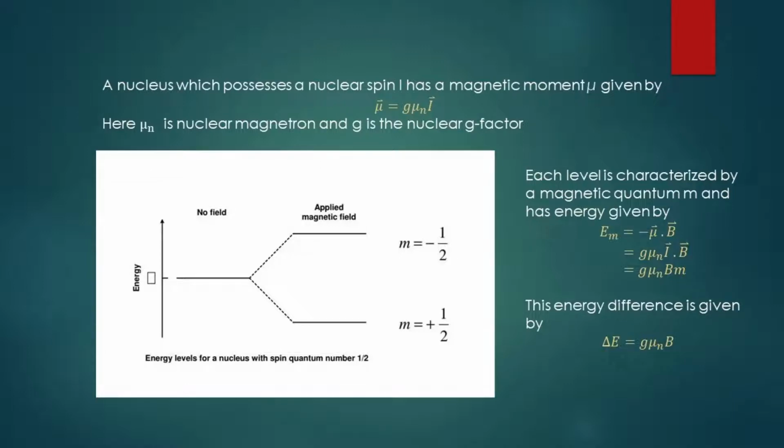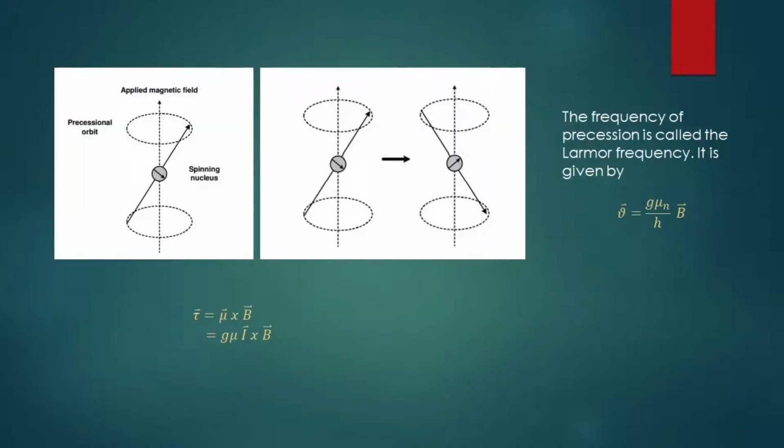For M equal to plus half, the magnetic moment is basically aligned with the field, and M equal to minus half is opposing the field. Now, as we have already learned, the nucleus has a spin angular momentum I, and there would be a torque tau. So tau is equal to mu cross B, so tau would be g mu n I cross B. So tau would be perpendicular to I, right?